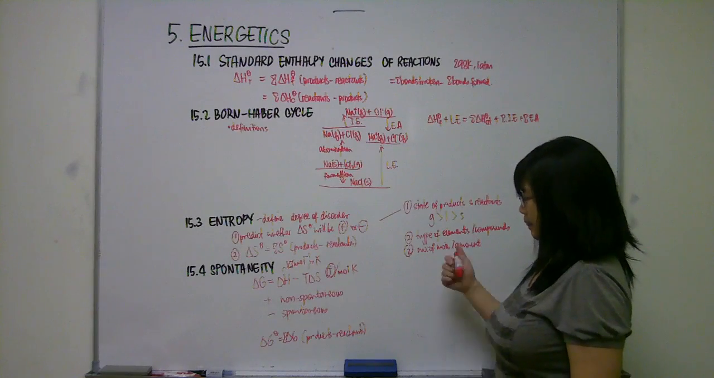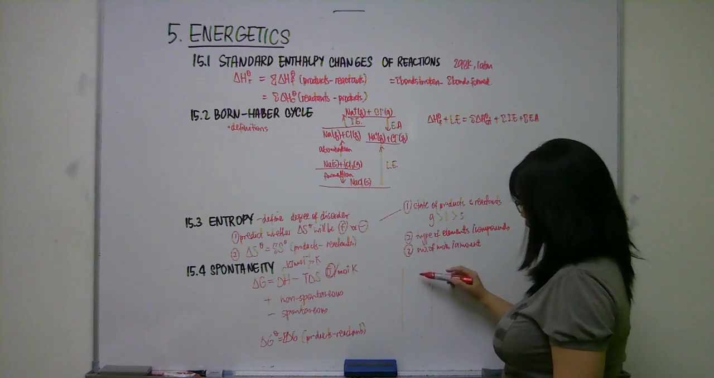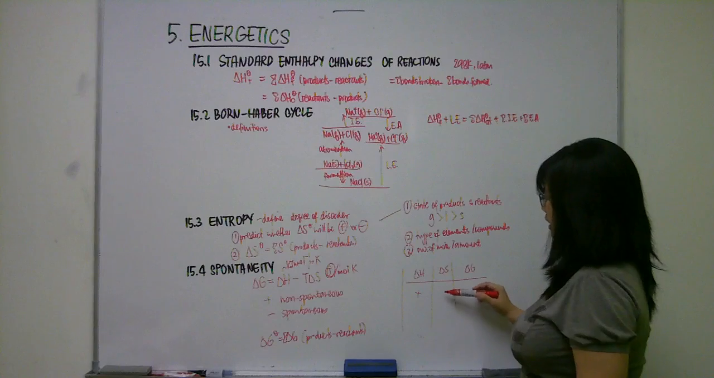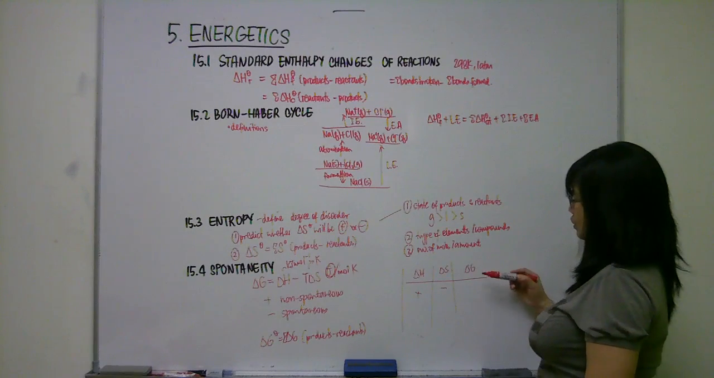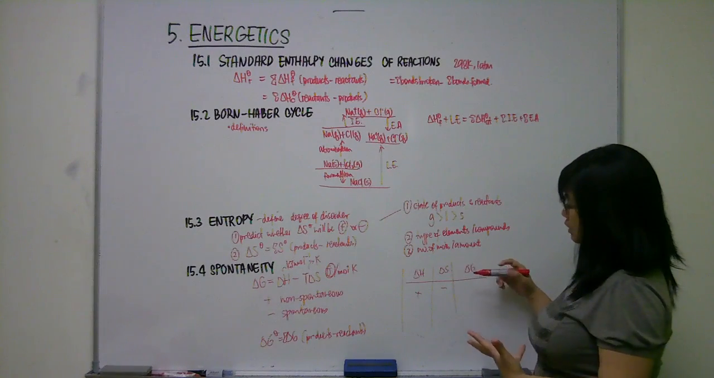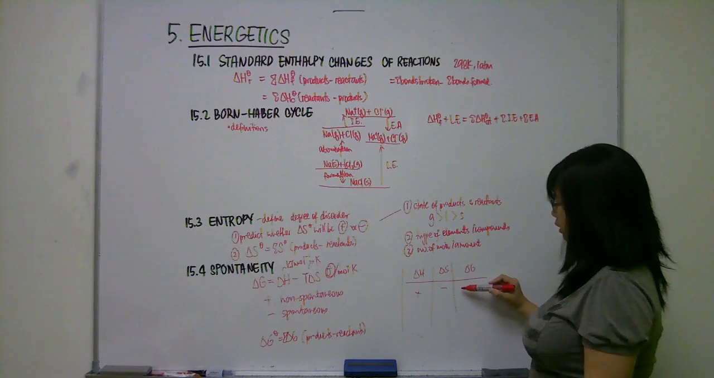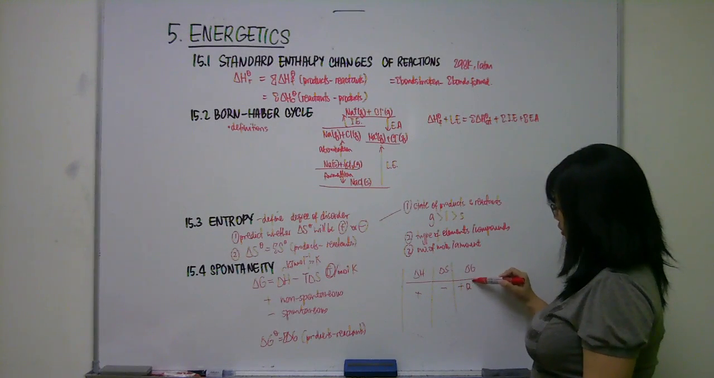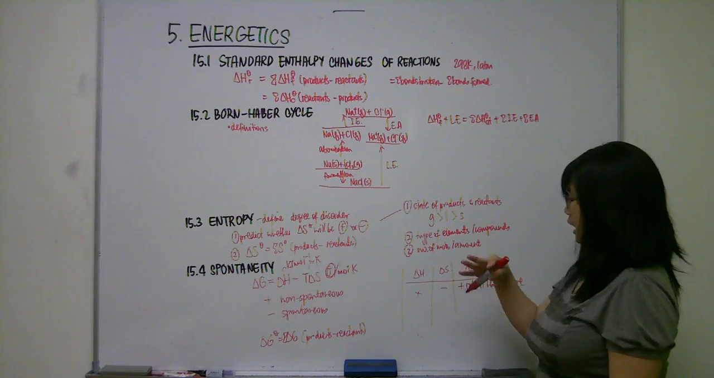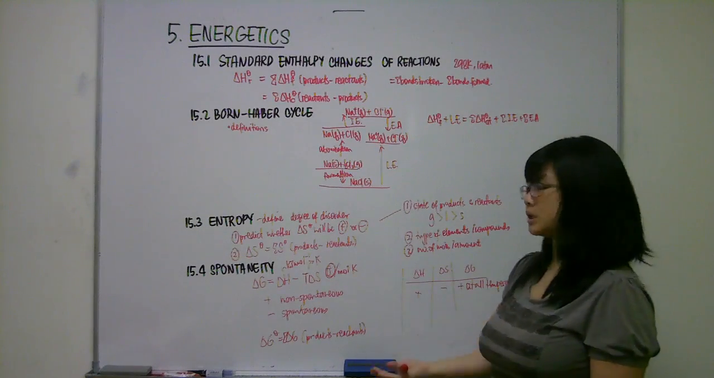So the last one, the one that I was talking about, we have a table of delta H and delta S that gives the delta G. For example, if delta H is positive and delta S is negative, you need to be able to deduce that the delta G will be positive at all temperatures, which means the reaction will be non-spontaneous at all temperatures.